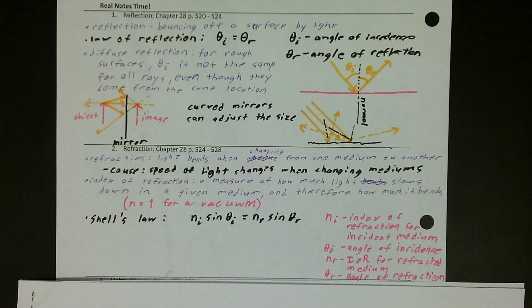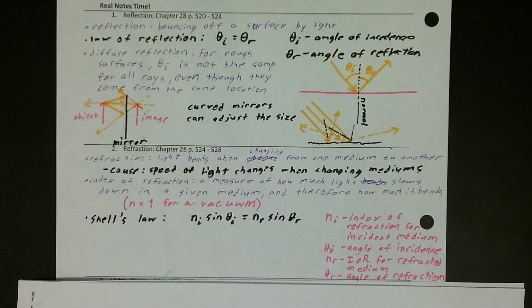Index of refraction is a measure of how much light slows when it goes from one given medium to the next, and therefore it measures how much it bends. So something that slows down a lot, like going into diamond, bends a lot. That's why diamonds are all sparkly, because they bend the light a lot, and so they bend it all over the place.